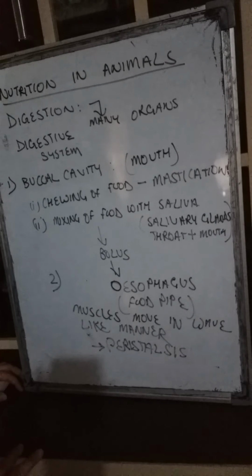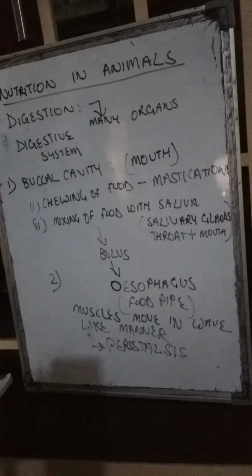Hello girls, we are in continuation with the chapter Nutrition in Animals, and in this we have already done ingestion, the first step. What is ingestion? It is simply taking in of the food through the mouth, and in the mouth we have discussed the teeth, the different kinds of teeth, and we have discussed the tongue.